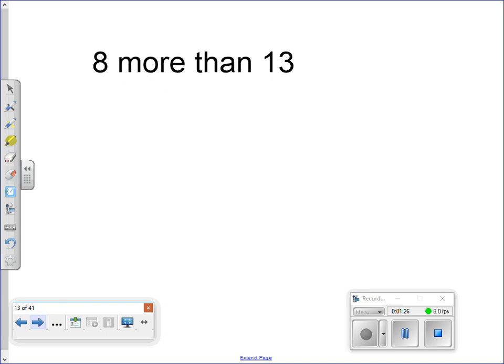Some expressions could be very simple. More than, we know, means addition. So 8 plus 13. This could also be 13 plus 8. No parentheses necessary for this one.